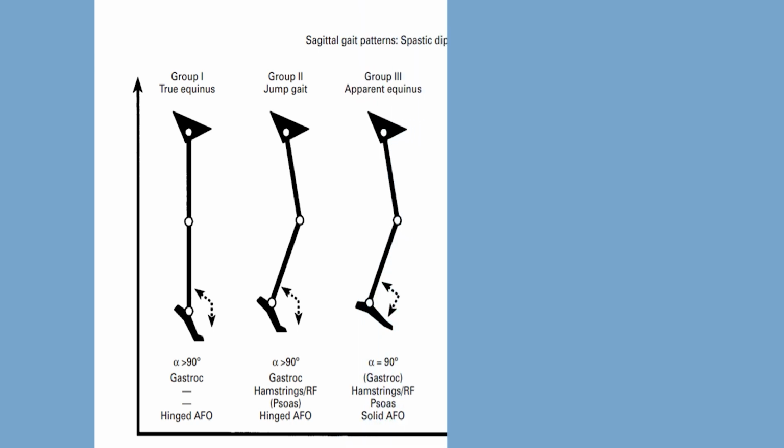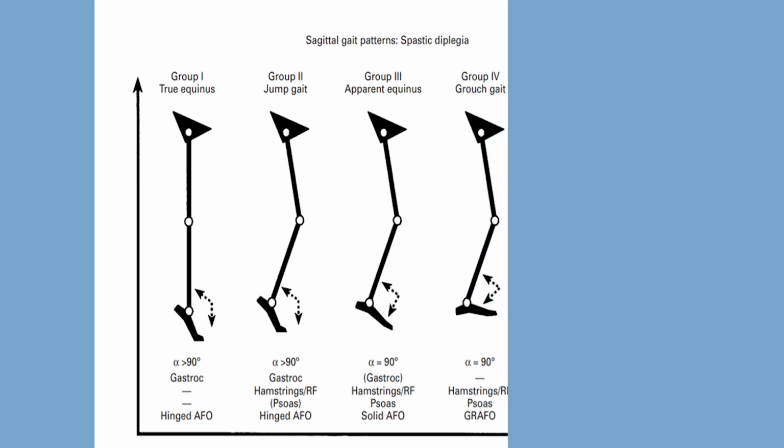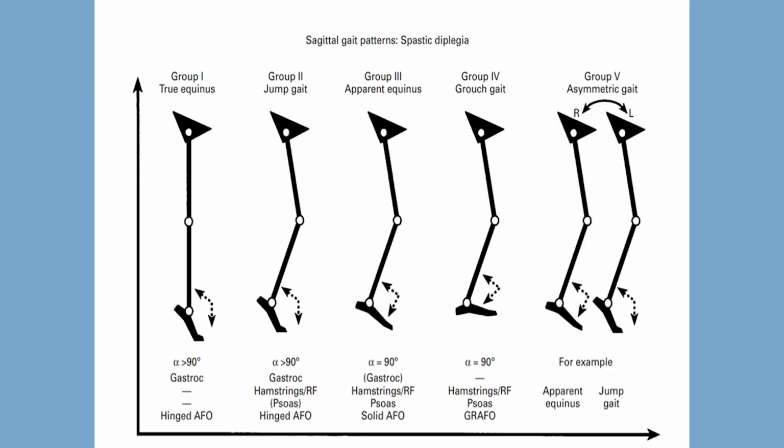In the third group, called apparent equinus, there's a knee flexion contracture because of hamstring and rectus femoris muscle contracture. And also there's a hip flexion contracture because of the psoas muscle, but there's no true gastrocnemius contracture. But here the child is forced to walk on their toes because of the hip and knee contractures. Group 4 is the true crouch gait, in which there is ankle dorsiflexion, knee flexion contracture, and hip flexion contracture. And in the final group, group 5, which is the asymmetric gait, one side has one of the types that we mentioned, and the other side is a different type. For example, apparent equinus on one side and jump gait on the other side.